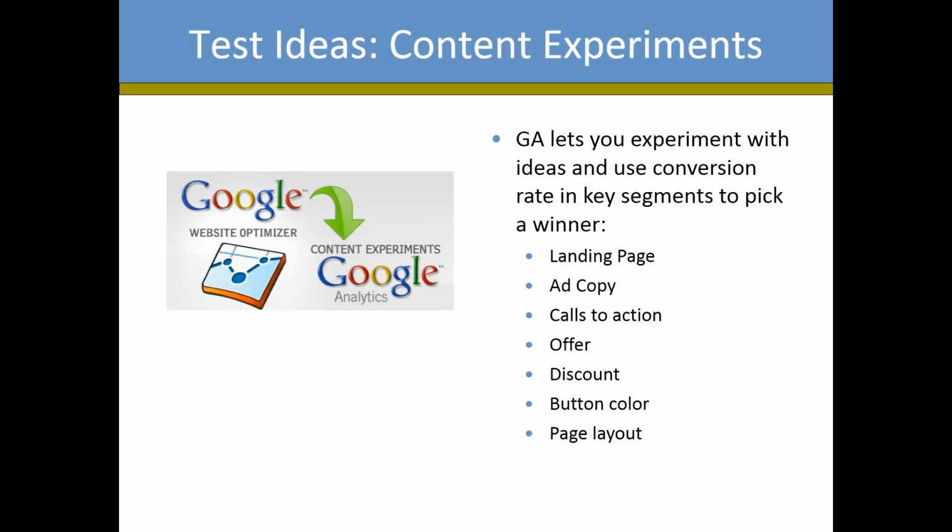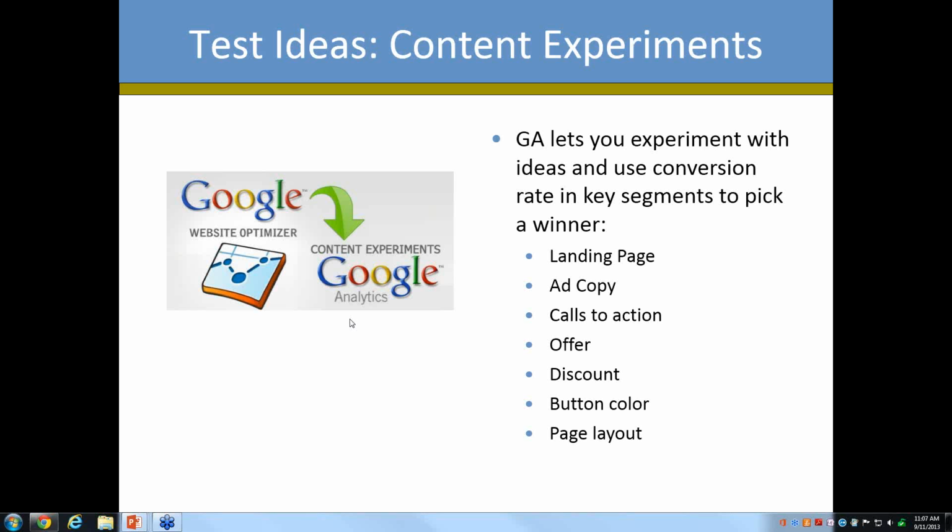So Google Analytics lets you test different versions, and these are different things that you can test out. For example, ad copy, calls to action on your website, offer a discount. It even lets you test versions like different color buttons and pages that are served up. And what happens is the page serves up automatically, so you can test different versions and see what pages are the most successful.